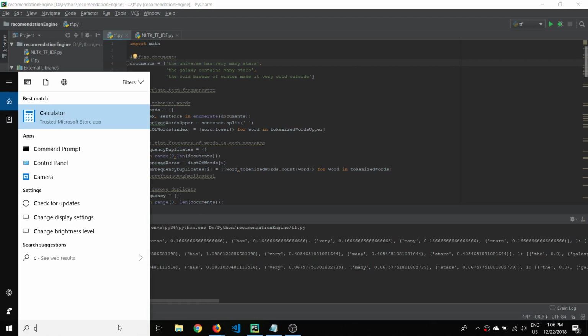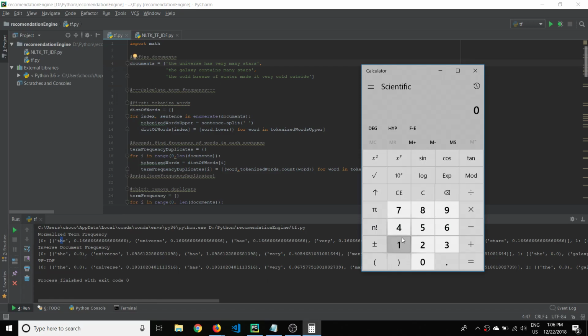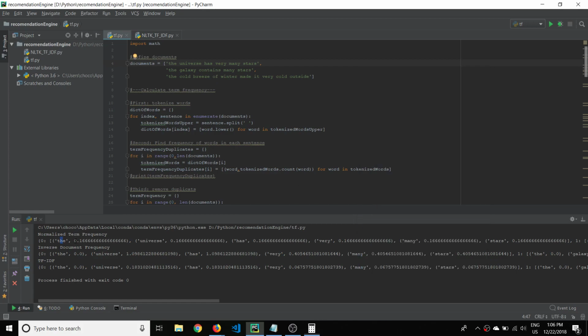So I mean, we can kind of prove this. We grab the calculator out real quick, and we take 1 and divide it by, I think I said, 6 words. We get 0.166666, and you can see there it is. And of course, universe only appears once, so it's got the same value. "Has" appears once. This is not the most ideal data set, but just to try to go through the steps of understanding, it could be helpful.